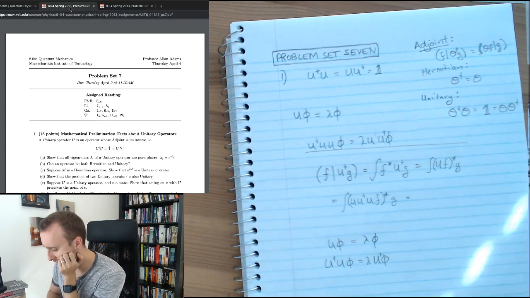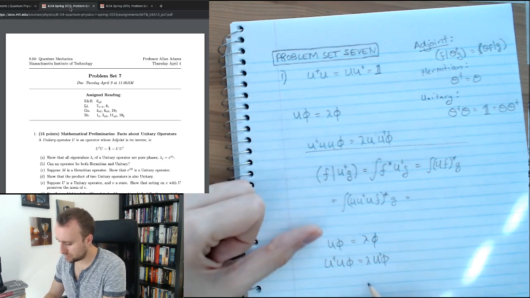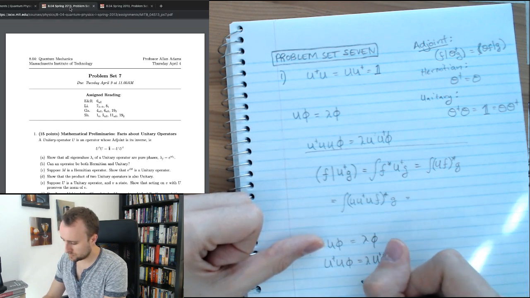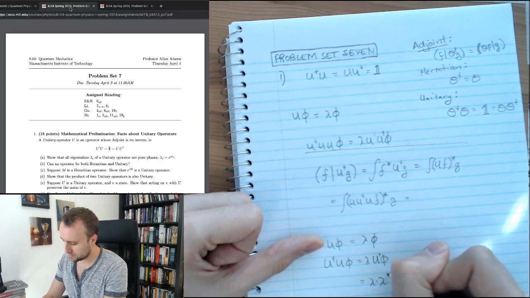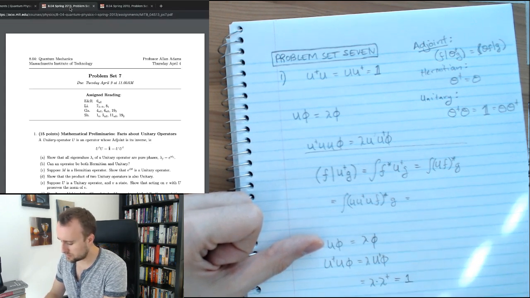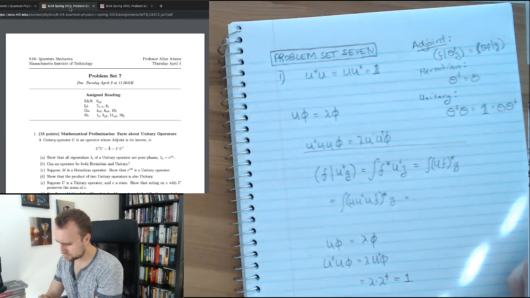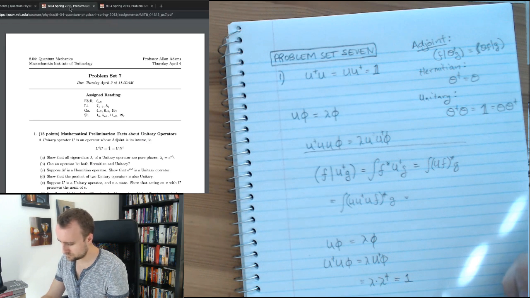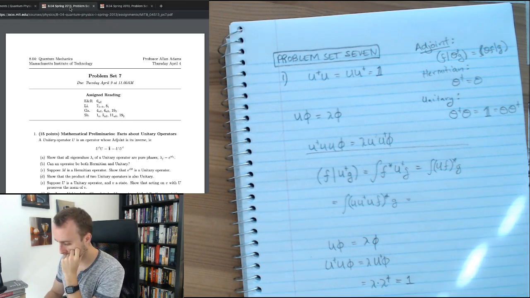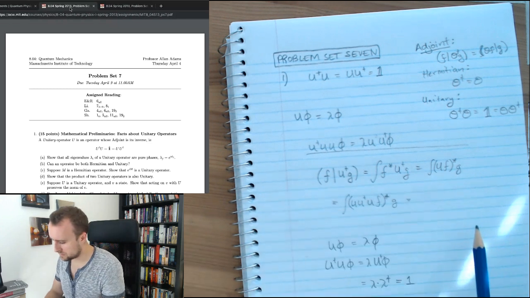We don't know what eigenvalues that is necessarily, do we? We know that psi times psi dagger has to equal 1, right? Otherwise, this whole unitarity thing wouldn't work. I'm going to use this complex conjugation thing. That's how we're going to get it out.